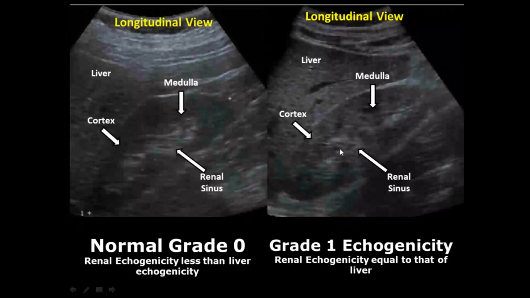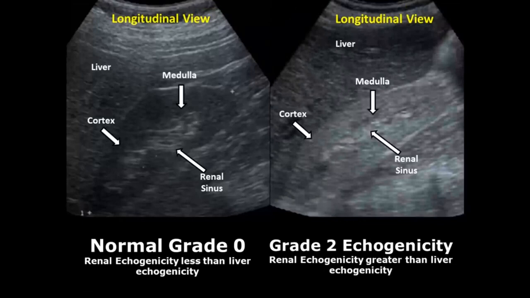Now we study the grading of cortical echogenicity. Now the normal one will always be the renal echogenicity, that will be less than the liver echogenicity. As we can see here, the cortex is hypoechoic as compared to the liver. Now on the right side, this is grade 1 echogenicity. We can see the liver parenchyma and the cortex of the kidney, they have similar echogenicity, they are matching.